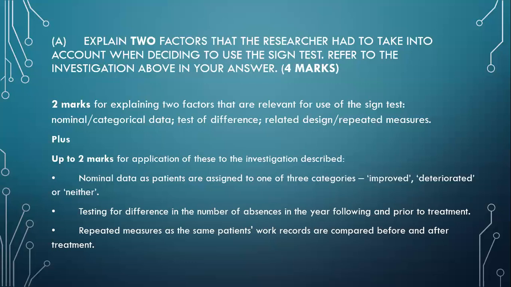So if you did repeated measures design, for example, you could have written it like this: repeated measures design is when the same participants are used in all conditions, as they were looking at the same patients' work records before and after the treatment, and they compared these. There you go. You could have done it in one sentence. There gets you your 2 marks: the factor with a little bit of an explanation and the application.